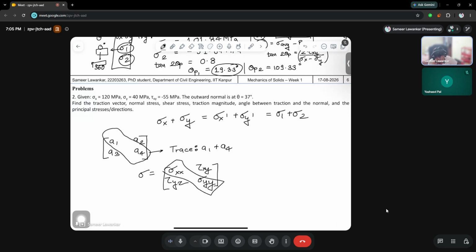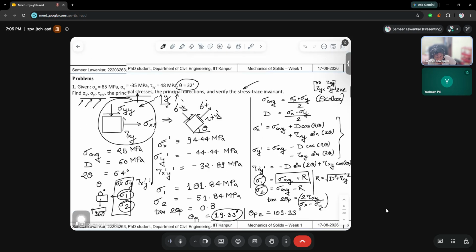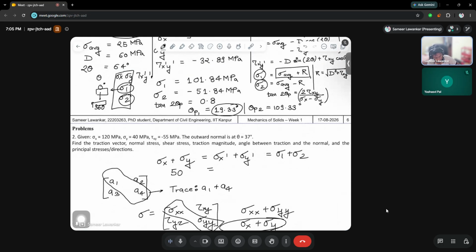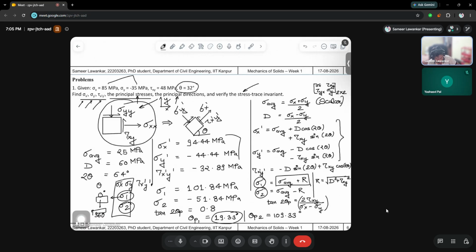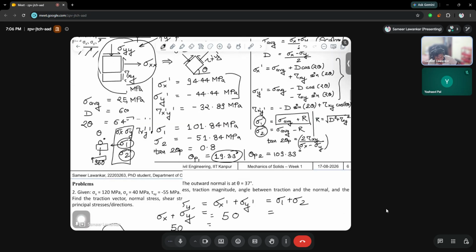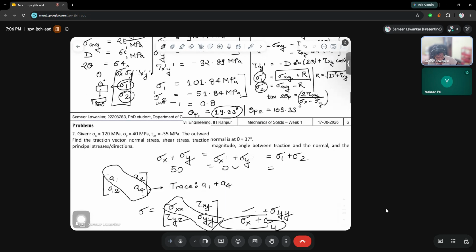When you calculate the trace of the stress quantity, it is sigma xx plus sigma yy, which can be written as sigma x plus sigma y. Stress traces are invariant in nature. When you calculate sigma x plus sigma y, you get the value as 50. Calculate sigma x dash plus sigma y dash, you again get 50. And sigma 1 plus sigma 2 again gives 50.